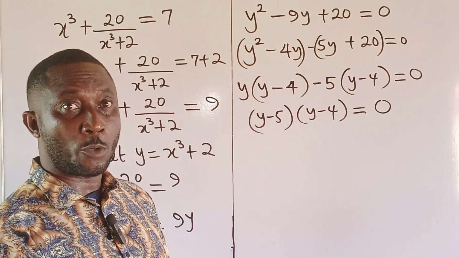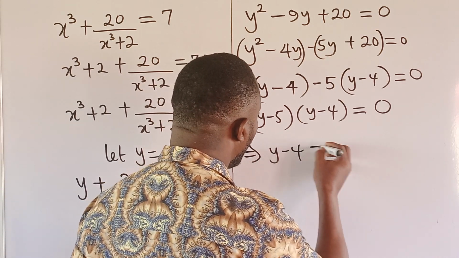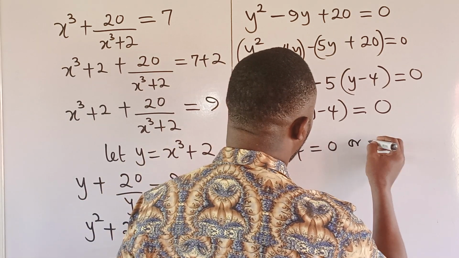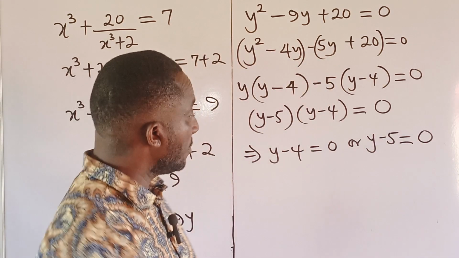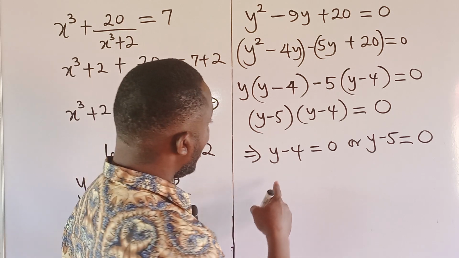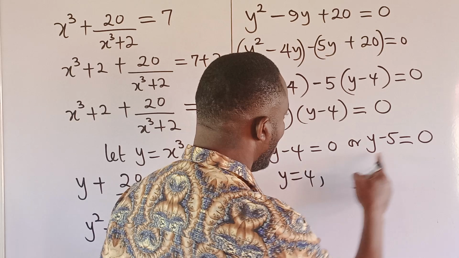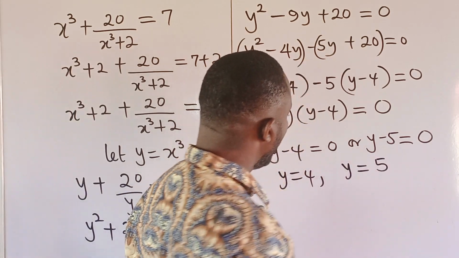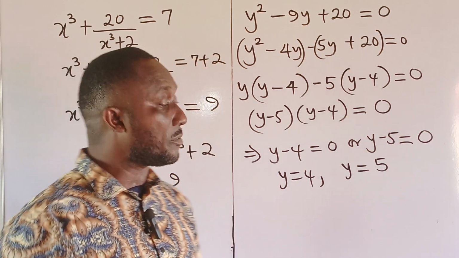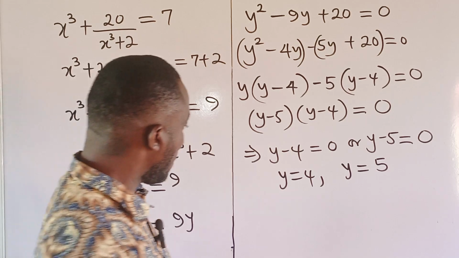Now using the zero product property, it implies that y minus 4 equal to 0 or y minus 5 equal to 0. So if we add 4 to both sides here, y equal to 4. If we add 5 to both sides, we have y equal to 5. So 4 and 5 are the values of y that satisfy this quadratic.